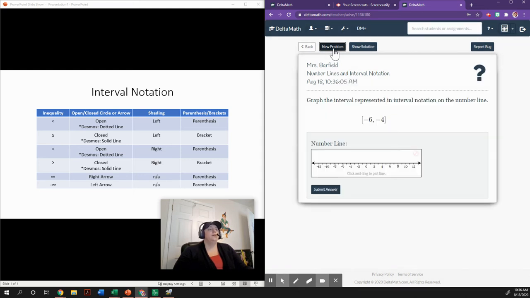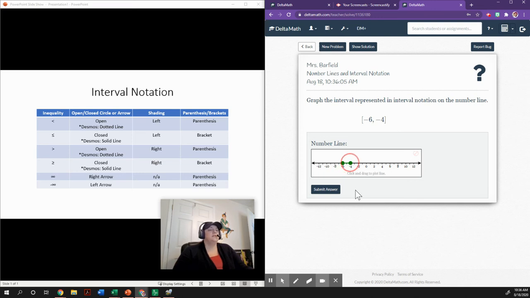Okay. All right, graph the interval represented in interval notation on the number line. So -6 to -4. So -6, hold it down, stop at -4. Now, if you mess up, you just click on it. Oops, click on the line and it'll delete it. All right, so let me redraw that.